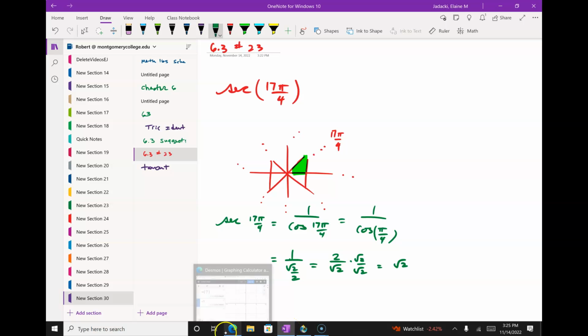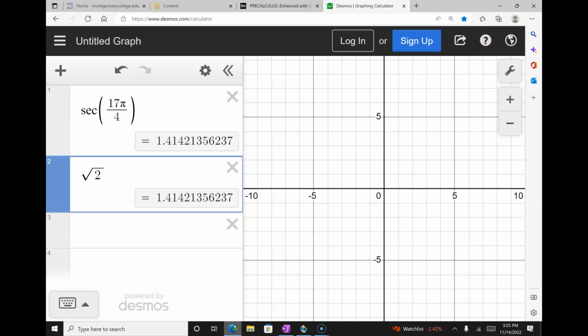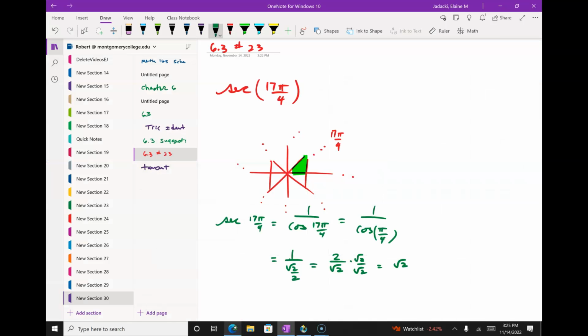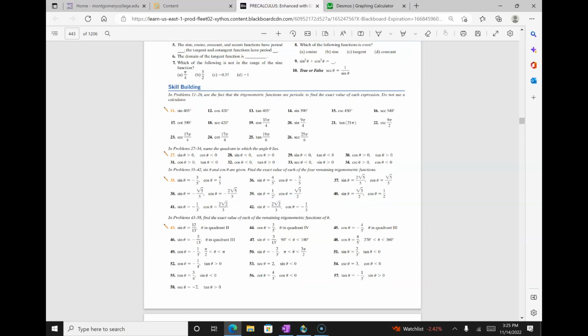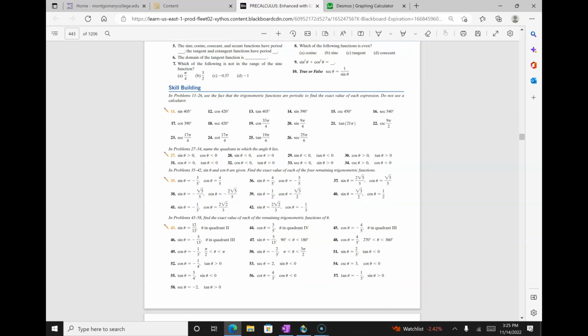Let's do another. Ben, yes? Good? It's kind of boring. We might as well do 25. Tangent of 19 pi over 6. Right? So it's 25, tangent of 19 pi over 6.